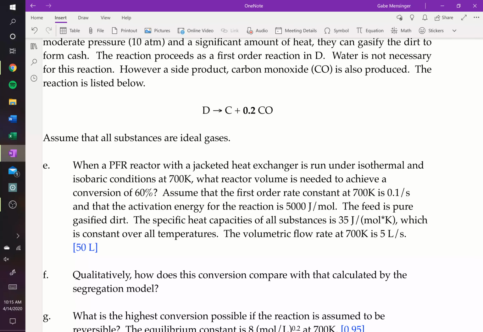Okay, so assume all substances are ideal gases. Part E, when a PFR reactor with a jacketed heat exchanger is run under isothermal and isobaric conditions at 700 Kelvin, what reaction volume is needed to achieve a conversion of 60%? Assume the first order rate constant at 700K is 0.1 per second. Activation energy is 5,000 joules per mole. The feed is pure gasified dirt. The specific heat capacity is 34, which is constant over all temperatures. The volumetric flow rate is 700 Kelvin.